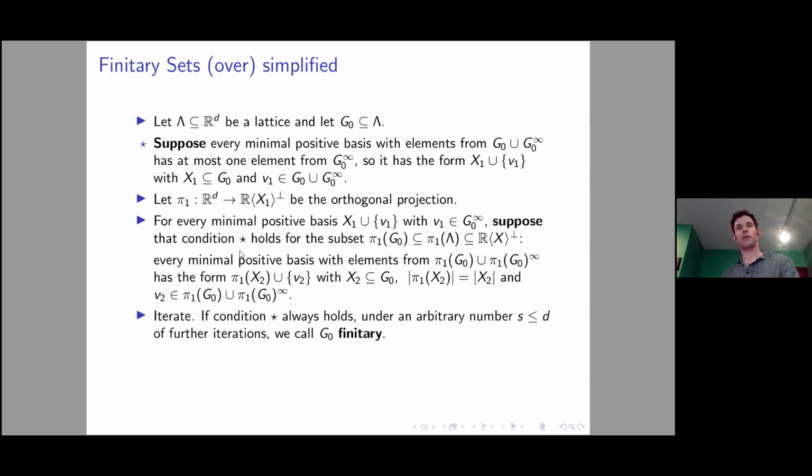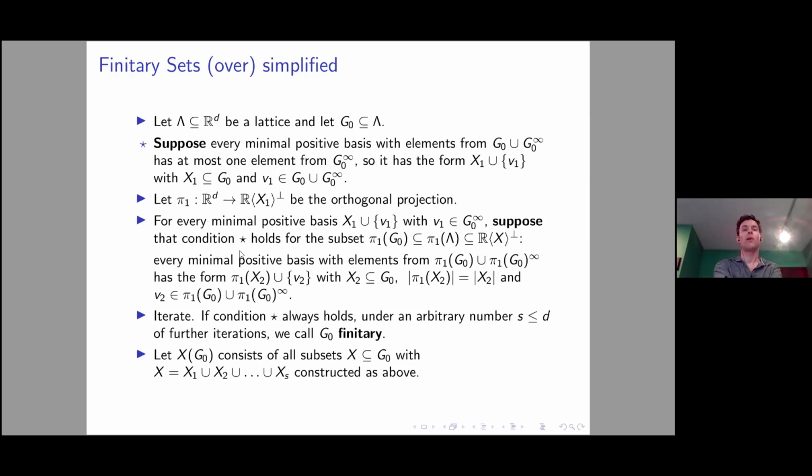But we don't stop there. We're going to continue to iterate this condition, continue to mod out and mod out each time we create this new subset x1, x2, x3. And of course, since each time we decrease the dimension by at least one, we can only have at most d iterations. And every time we do this, we get the star condition. I'm going to say this set is finitary, at least in this oversimplified definition.